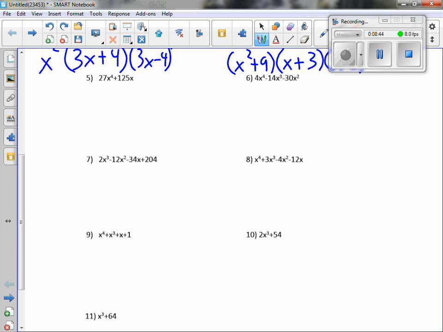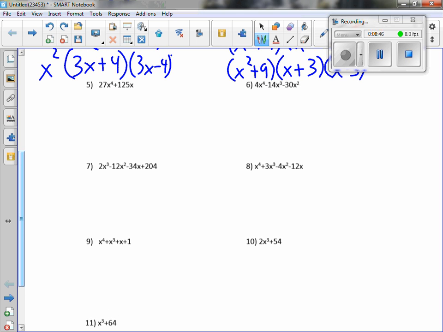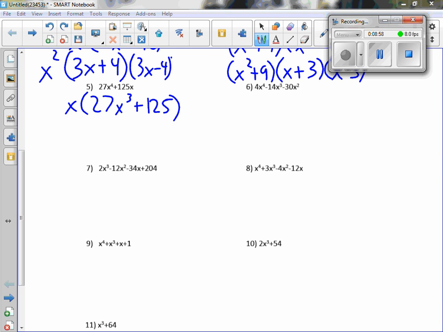Number 5, again, look for that GCF. In this case, it is x. They both have x, so we'll factor the x out. I'm left with 27x to the 3rd plus 125. I apologize if the screen just jumped for a second.